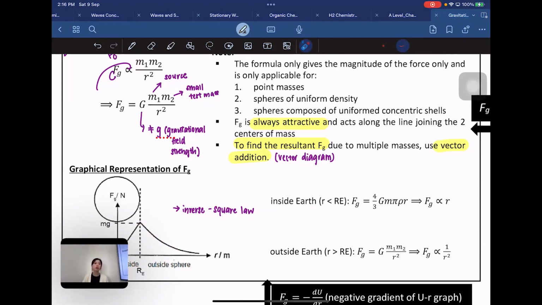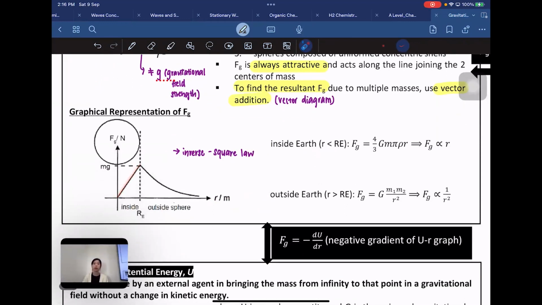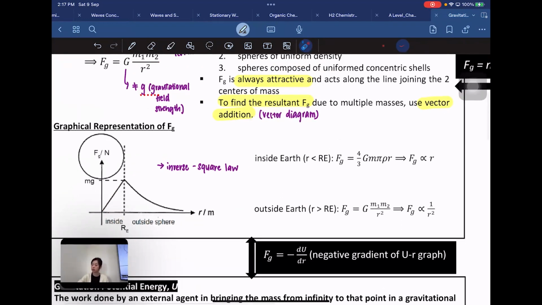Inside the sphere, the gravitational force is linearly related to your distance. That's why you have a straight line graph going up like that. But outside, it will follow the inverse square law, because outside, it obeys Newton's law of gravitation. Understand? You don't need to know the one for inside the sphere, because inside the sphere, the gravitational force is defined as 4/3 G pi density r. This one you don't have to know.